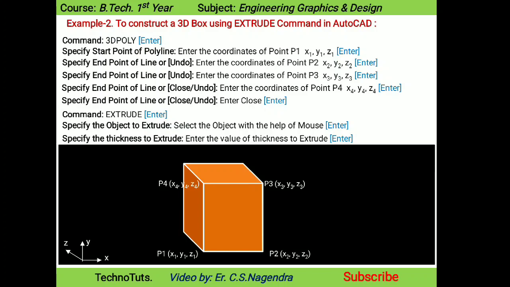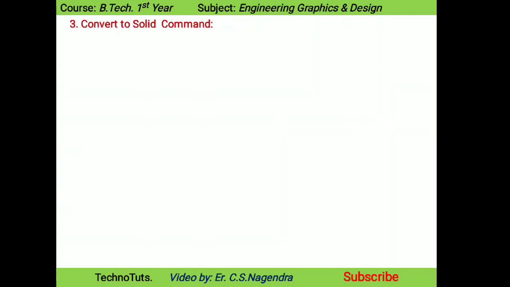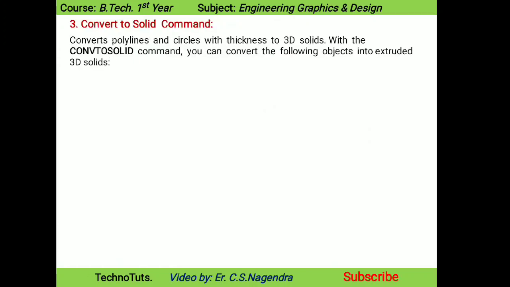Okay students, let us see our third command. The first command we have seen is the 3D poly command. The second command is the extrude command, and after that we have seen the example of the extrude command. Now let us see the third command, that is the convert to solid command. Convert to solid command converts polylines and circles with thickness to 3D solids.